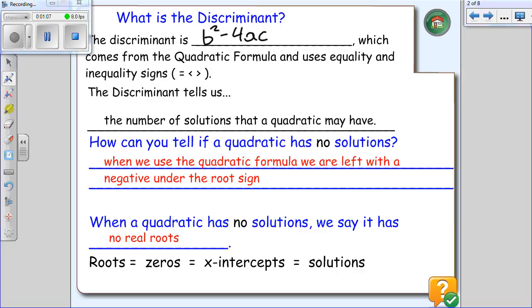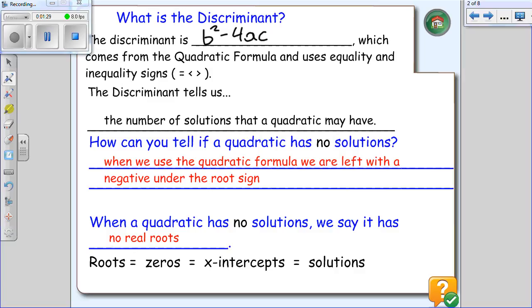Did you write the thing under the root sign? That's fine. It's b squared minus 4ac. That's from your quadratic formula that we learned yesterday. If you weren't here yesterday, that's all right. We actually already did some of this lesson yesterday.